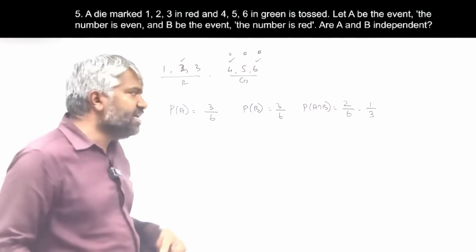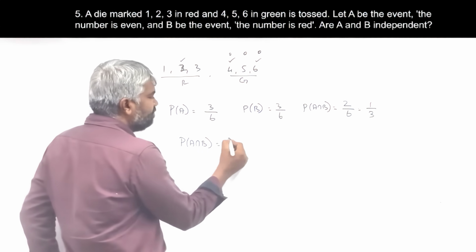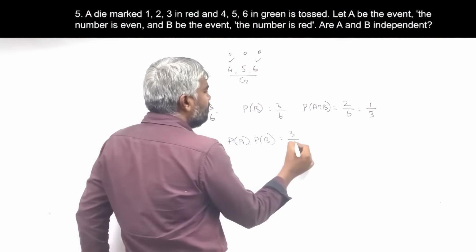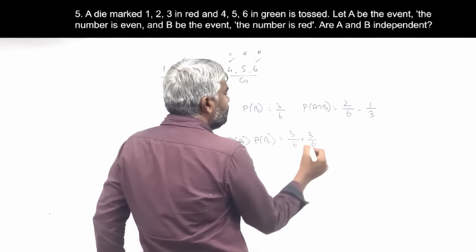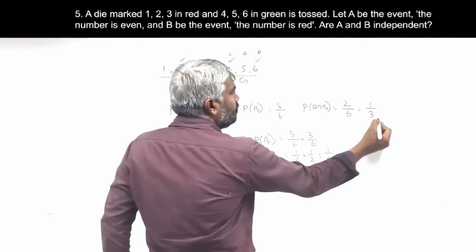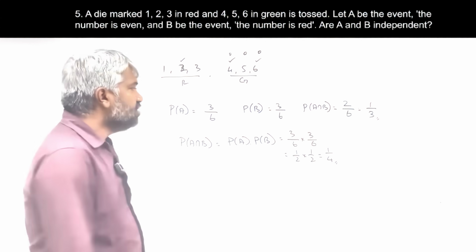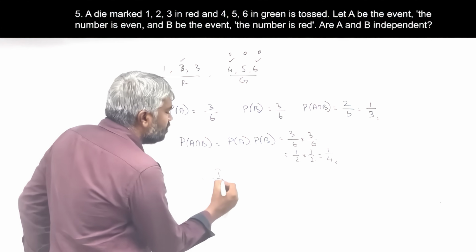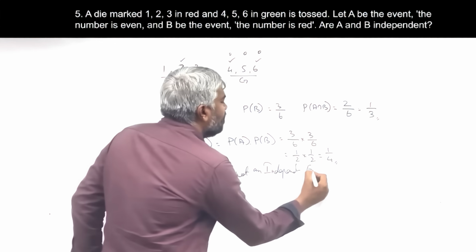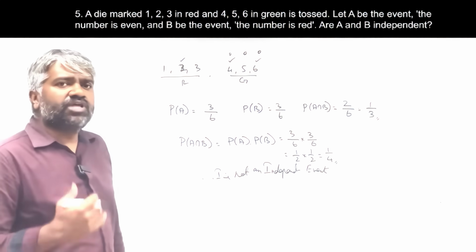Now I am going to check whether they are independent or not. To check that condition, we need to find P of A intersection B, which is P of A into P of B. 3 by 6 into 3 by 6, which is 1 by 2 into 1 by 2, which is 1 by 4. See, the value of A intersection B in both the cases are not equal. Therefore, it is not an independent event. I hope you are clear with this answer. Now we will move to the next question.